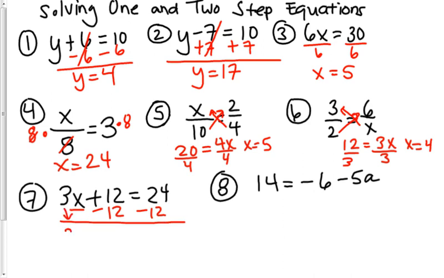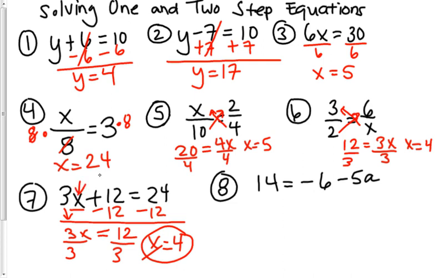Okay, so you bring down your 3x. Plus 12 minus 12, that cancels out to 0. 24 minus 12 is 12. And then now that becomes a problem like number 3 and number 6 and number 5. You just divide by 3 to solve for x, so x equals 4. Now, if you want to double check that, you can substitute this x back into here, to see if you get 24. So 3 times 4 is 12, plus 12 will equal 24, so we're good.